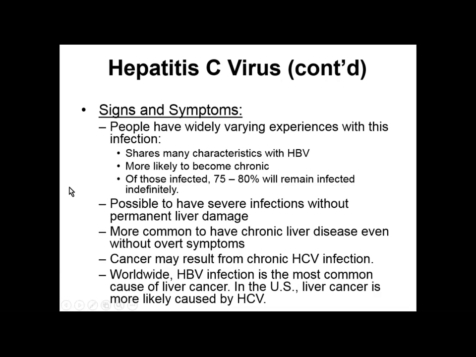It's possible to have severe infections without permanent liver damage with hepatitis C. More commonly, though, we're going to have chronic liver disease without those overt symptoms associated with the chronic liver disease. Hepatitis C is an oncovirus. It can result in the development of cancer. Worldwide, hepatitis B is the most common cause of liver cancer, and in the United States, liver cancer is more commonly caused by the hepatitis C virus.